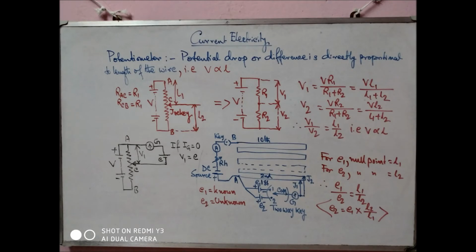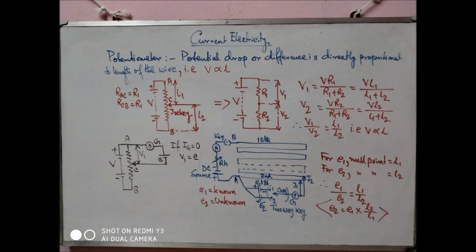Now the second part of the class, we discuss the potentiometer. Potentiometer is also an instrument where the main principle is that the potential drop or difference is directly proportional to the length of the wire.